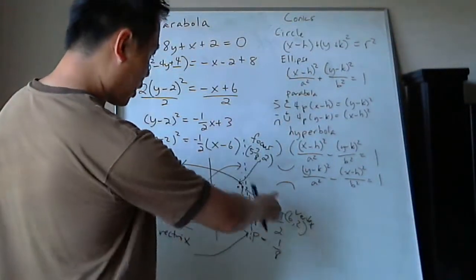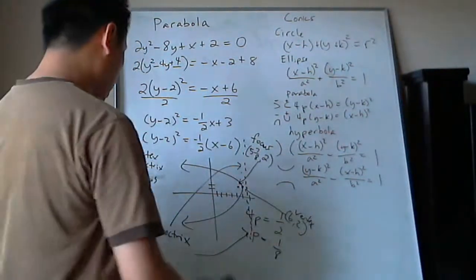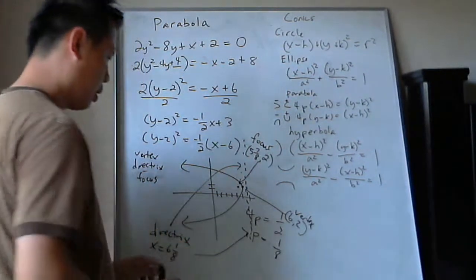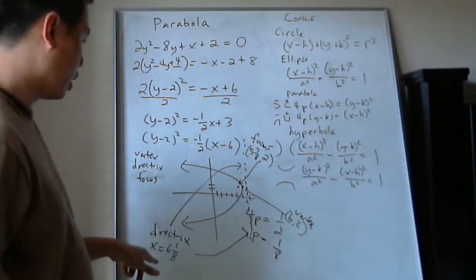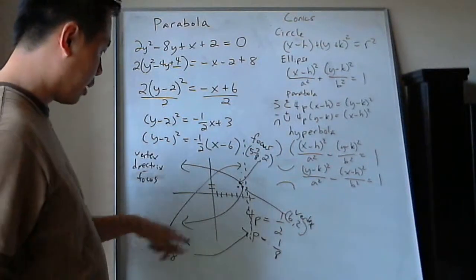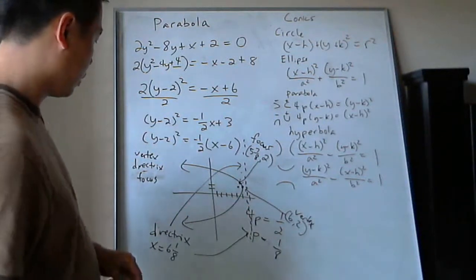Let's see. If it's 1/8 from 6, it'll be 6 1/8, right? And it's a vertical line. So it's going to be x equals 6 1/8. That's the directrix. Okay? So we got the focus, which is inside the parabola. And the directrix is outside the parabola. And there's a vertex right in the middle. Okay?